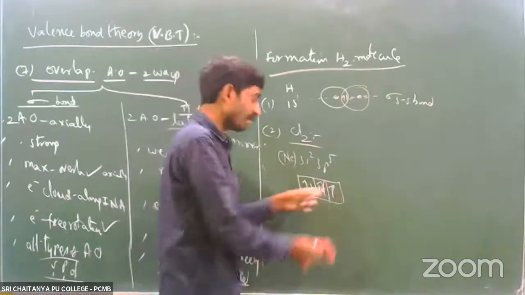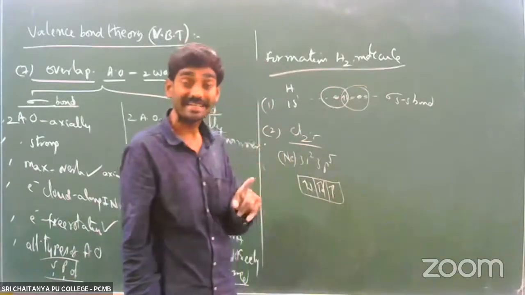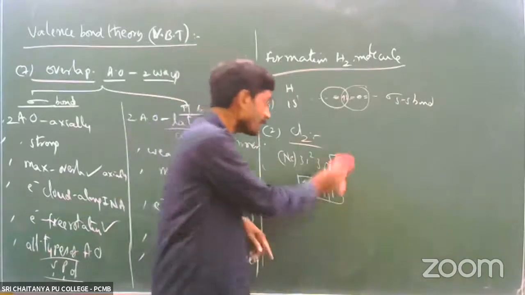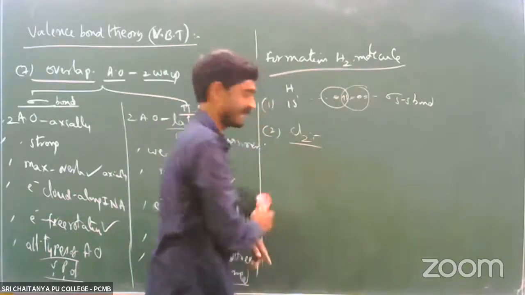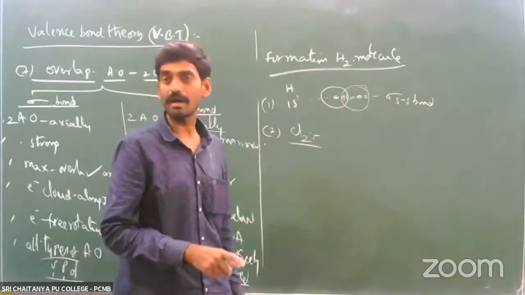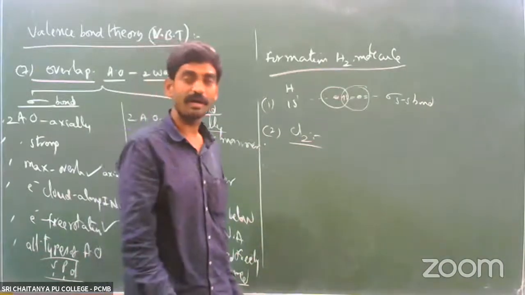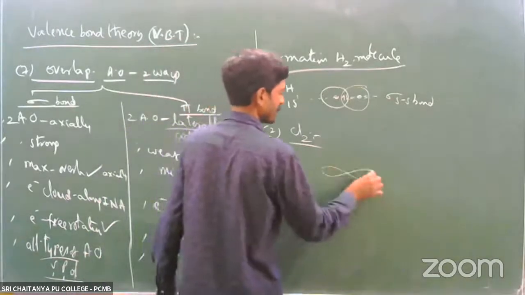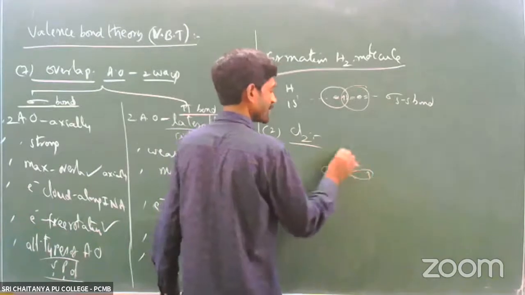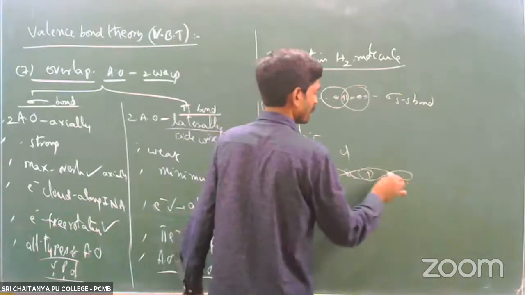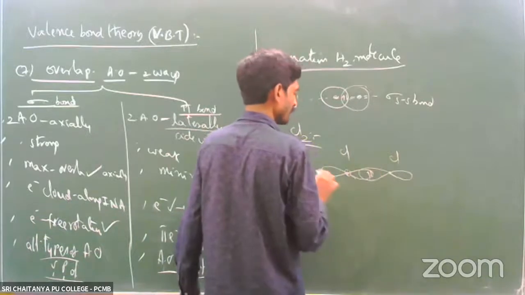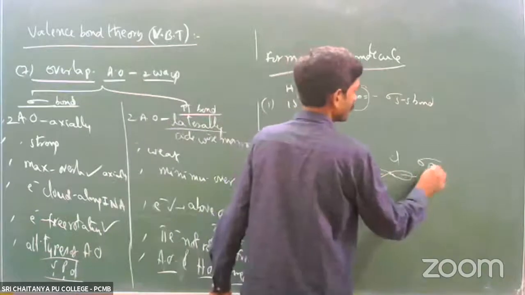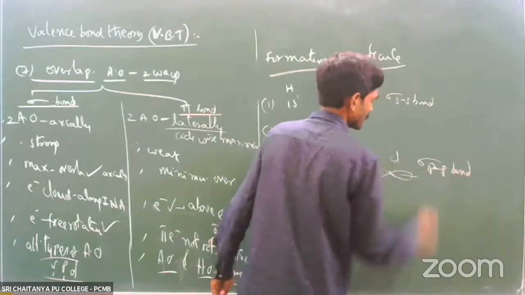So only the pz atomic orbital is available for overlapping on each chlorine atom, right? So the half filled pz atomic orbitals of the two chlorine atoms are overlapped axially around the internuclear axis to form a sigma pp bond, because both are overlapped axially. You get it like this. This is the sigma pp bond.